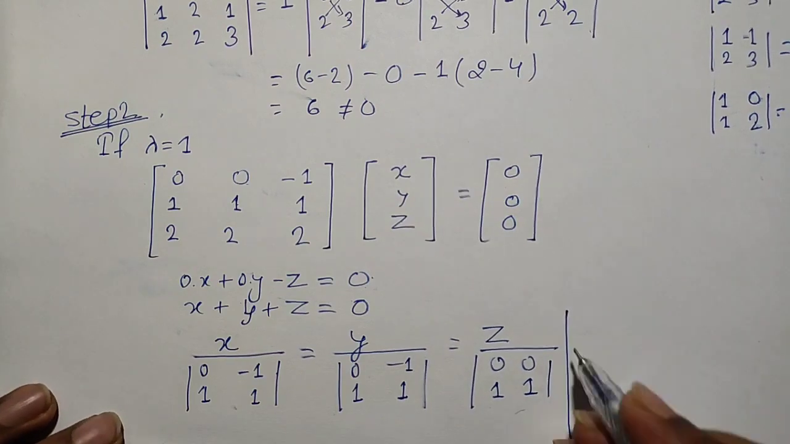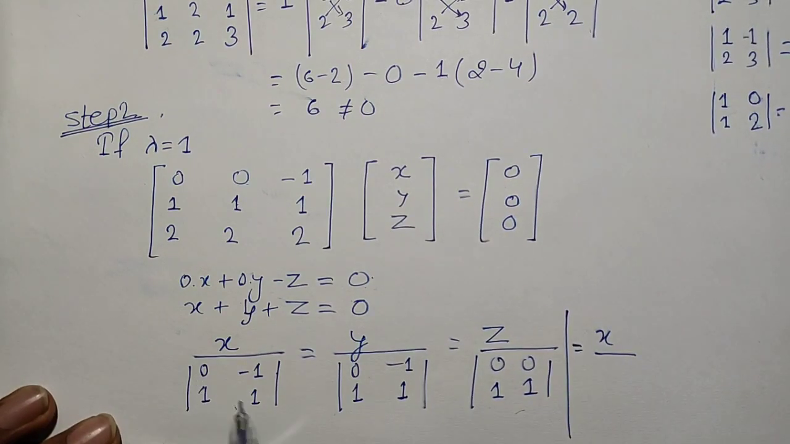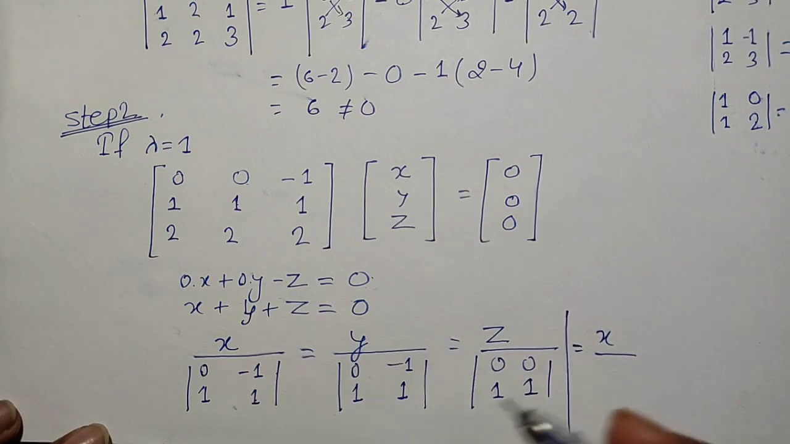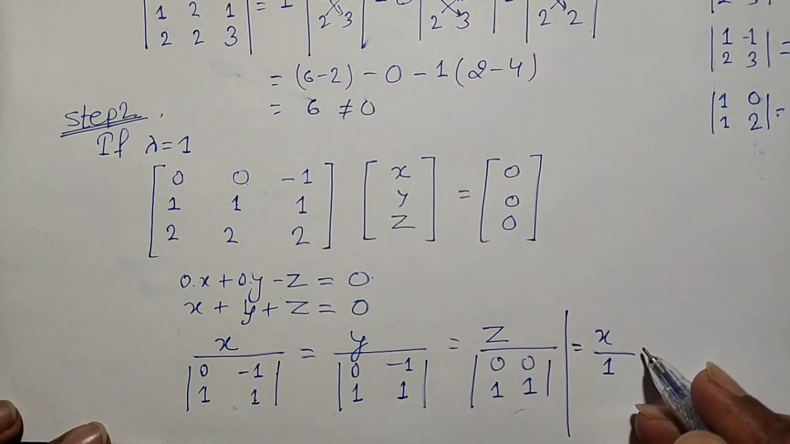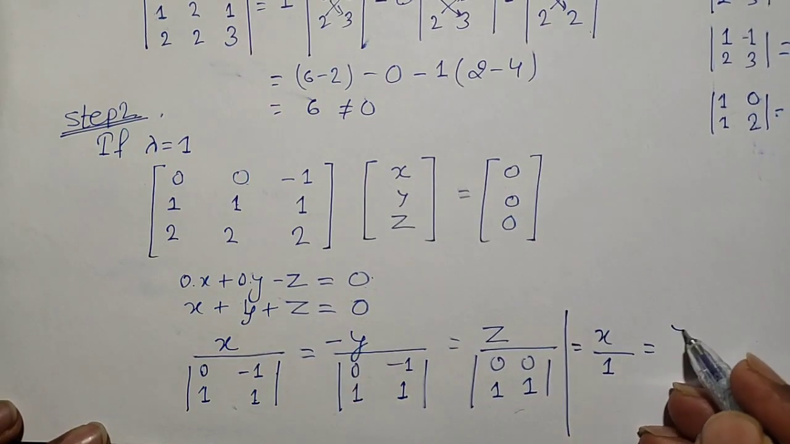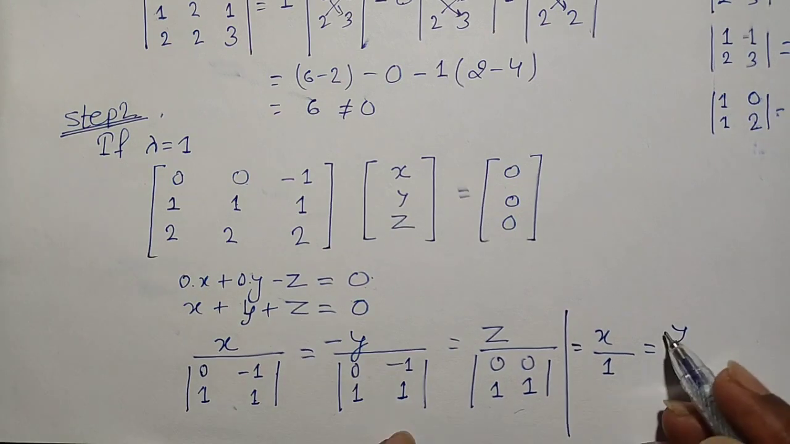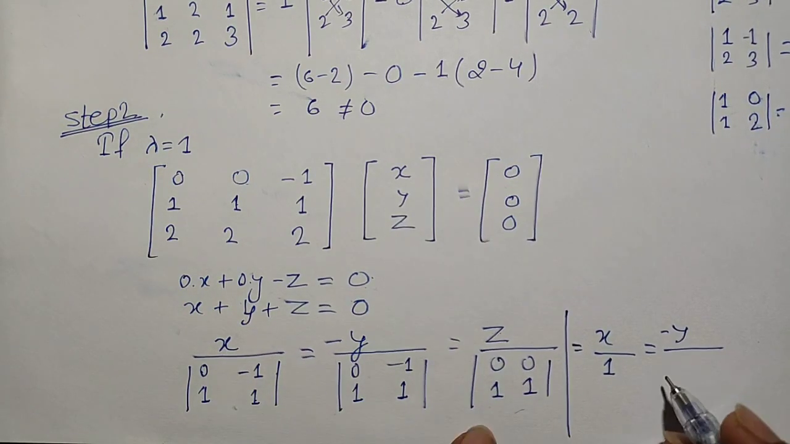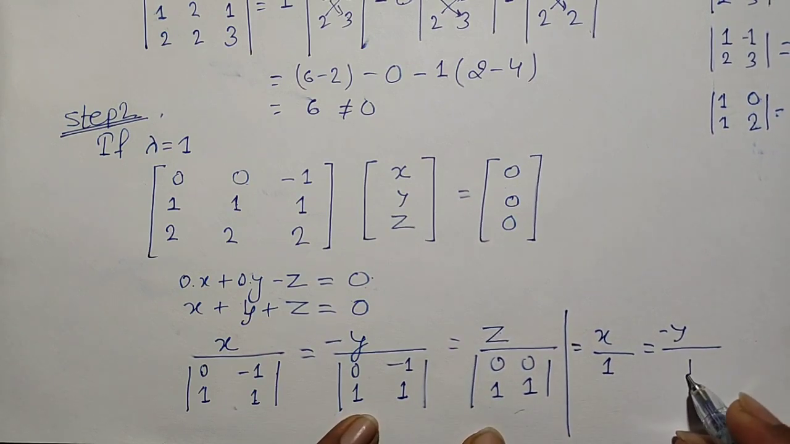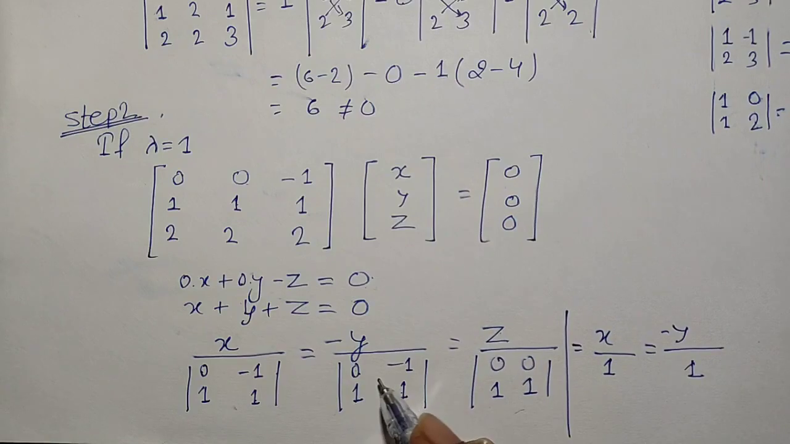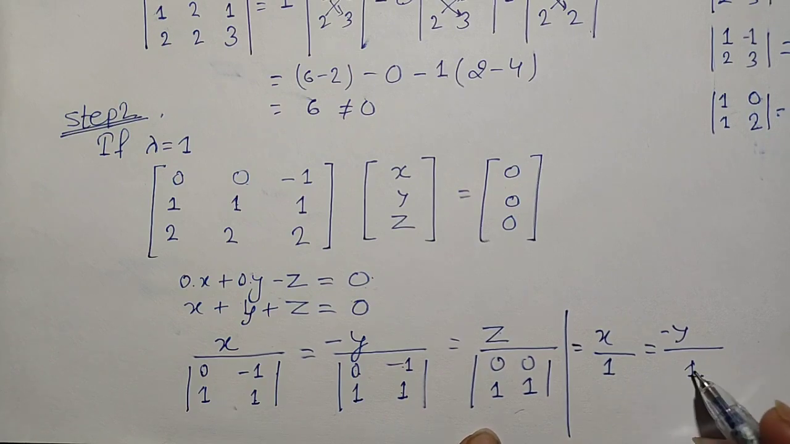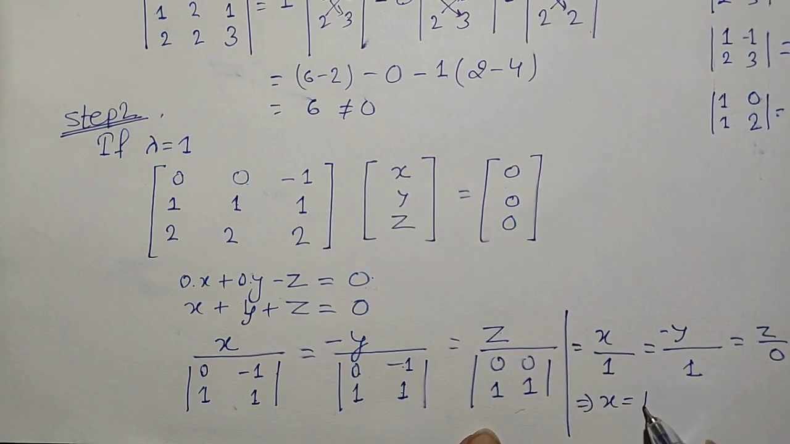So from here we will get x by this: 1 will become 0. 0 times 1 will be 0, and minus 1 times 1 will be minus 1, and we are moving upward, so negative times minus will get plus, equals to minus y, because the second term is taken as negative. This is positive, this is positive, and this is negative. And from below we will get positive 1 on solving this, because 0 times 1 will be 0, and minus 1 times minus 1 will become minus 1, and moving upward, the sign is changed again, so it will be positive, equals z upon 0. So from here we get x equals 1, y equals minus 1, and z equals 0.